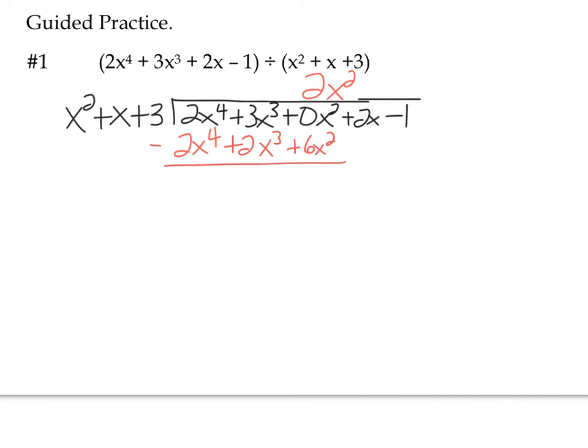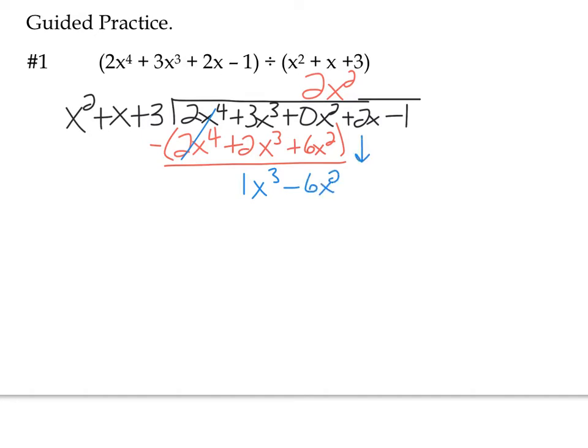And now we're going to subtract, just like we did when we had integers. We subtract them, even though they're polynomials now. This will cancel, and we're going to have 3 minus 2 is 1x to the 3rd. 0 minus 6 is minus 6x squared.